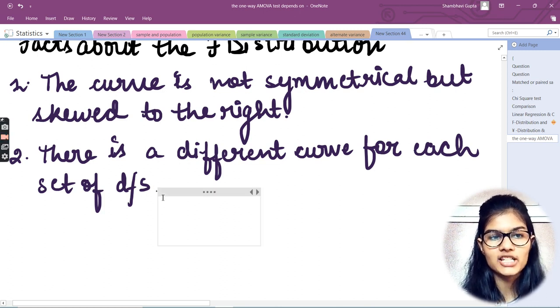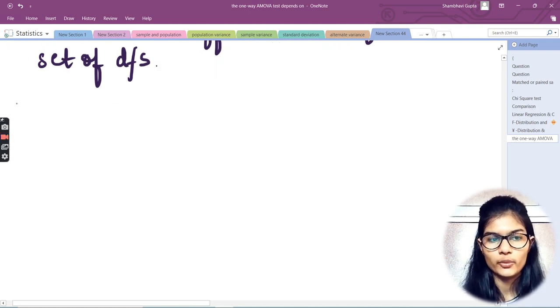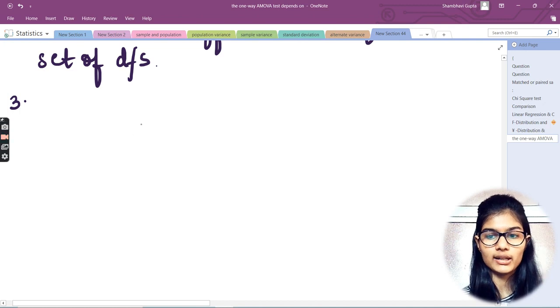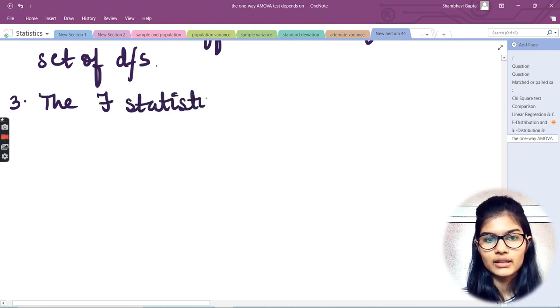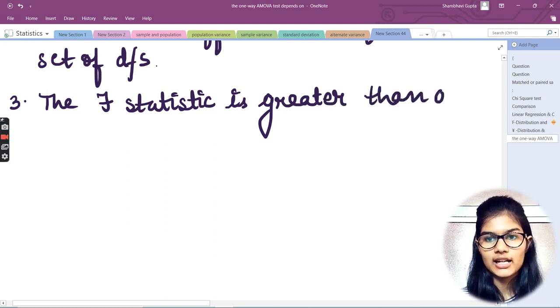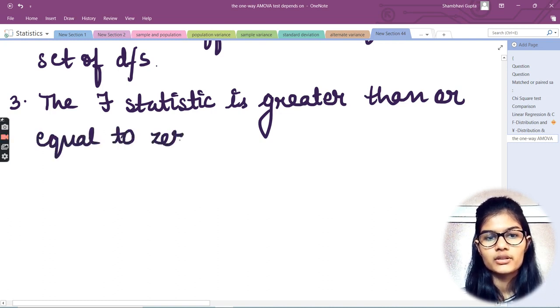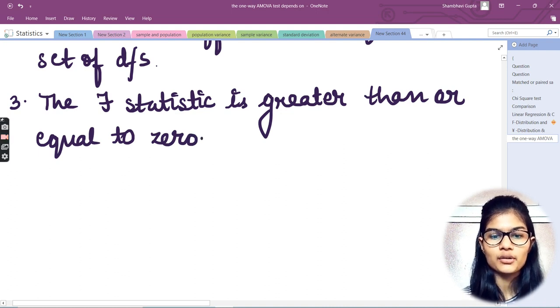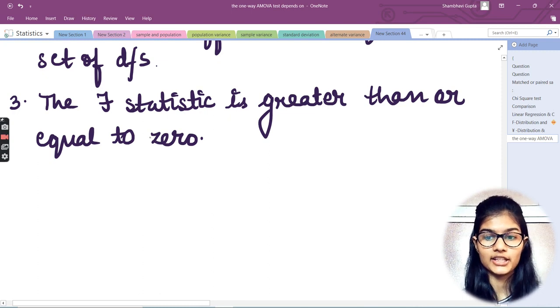Coming down, we have the next point, the third fact, whatever you wish to call it. For number three, the F statistic is greater than or equal to 0. This is the next point.